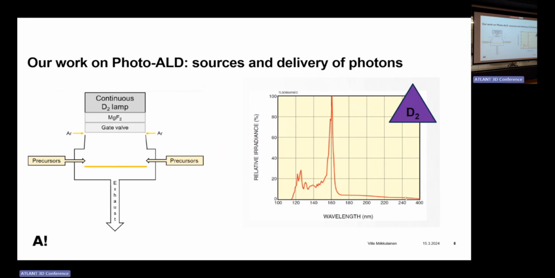But this deuterium lamp is continuous emission, so then we have to have a gate valve and a different optical window in order to have the best possible transmission. And we changed the gas also because nitrogen has emission around 130. Of course, it's low pressure gas, so the absorbance wouldn't be too high, but we wanted to make sure that the gas remains inert also in photo ALD conditions.